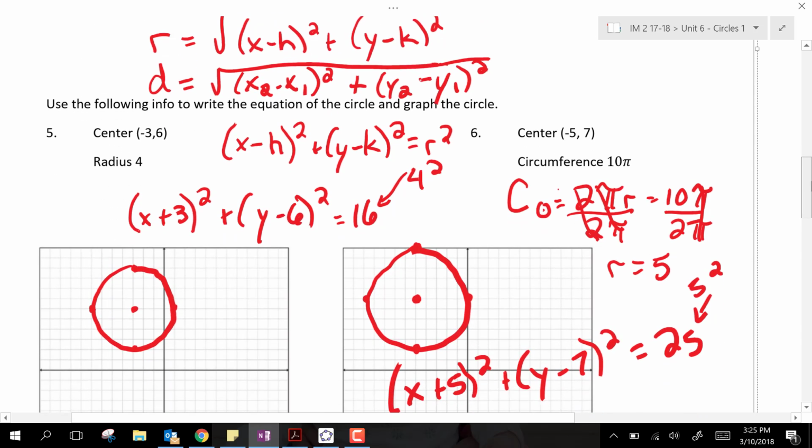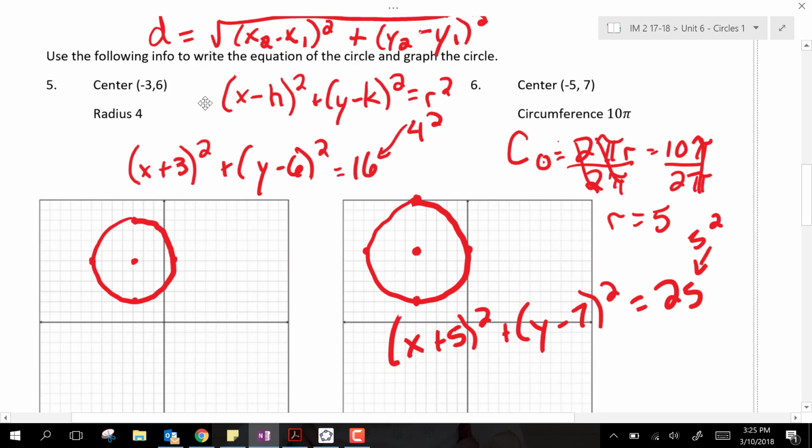So first, number 5. The center is at (-3, 6). Remember, we go opposite. So it's (x + 3) and (y - 6), both squared. And then our radius is the last thing we go, and it's 4 squared, which is 16. And then we have to graph it. So your center is -3, 3 to the left, and 6 up, that's our center. And then from there, go left, right, up, and down 4 to get our circle and connect the dots.